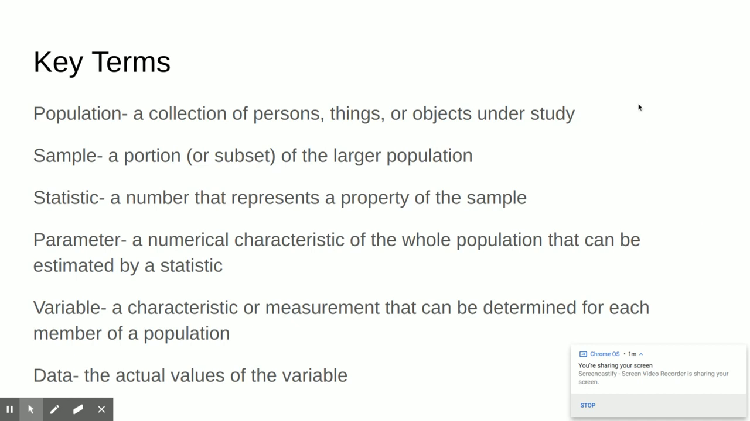So some key terms we're going to be looking at today are going to be listed here. So first up, we have a population. A population is simply a collection of persons, things, or objects under a study. You need to kind of think when you hear the word population, all.